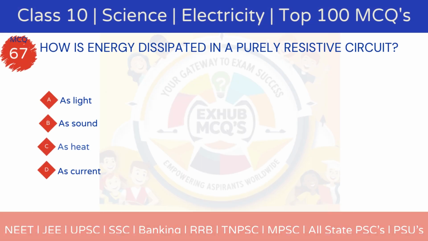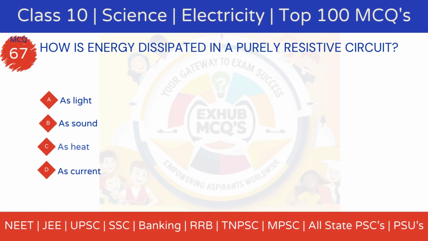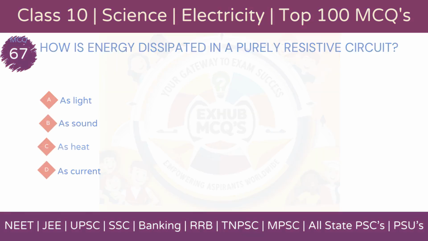MCQ 67. How is energy dissipated in a purely resistive circuit? Option A, as light. Option B, as sound. Option C, as heat. Option D, as current.